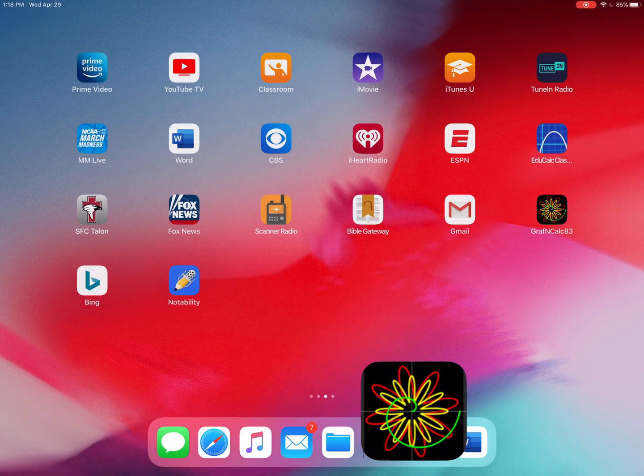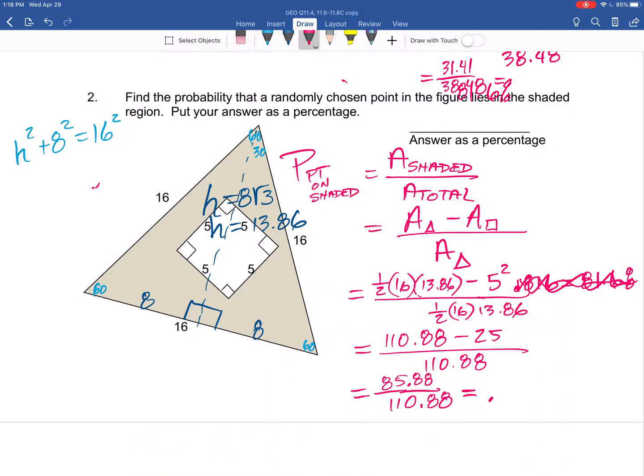Hey, 0.774. Okay, 0.774 as a percentage now. Move it 2 places to the right. 77.4%. There it is. The idea on these is really, if it was drawn to scale, the shaded region would be a little over 77% of the total region.